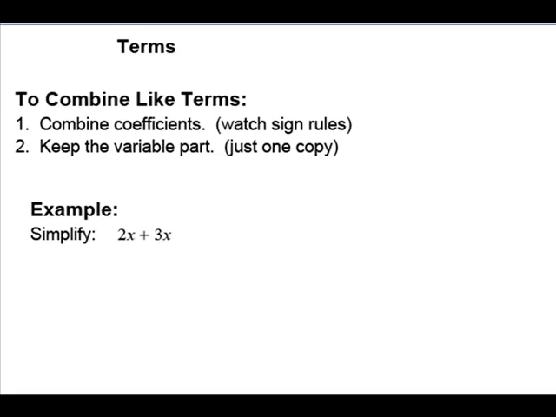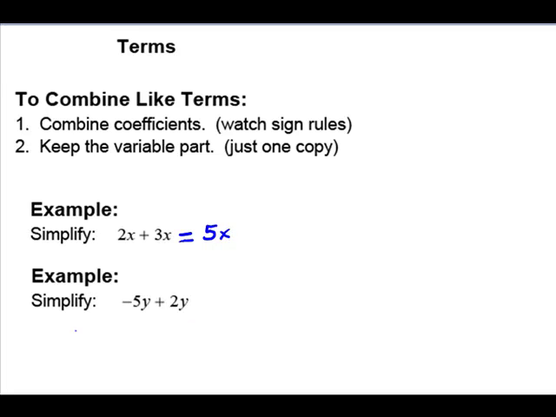For our first example, we're asked to simplify 2x plus 3x. We make sure they're like terms. They are. They both have an x for the variable part. So we're going to combine coefficients. A positive 2, positive 3 gives us 5. And keep the variable part.